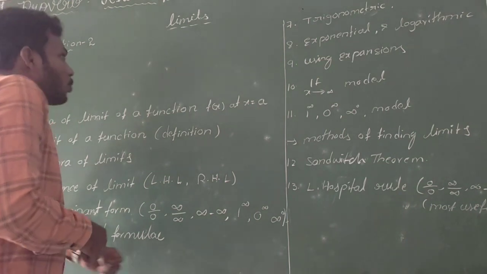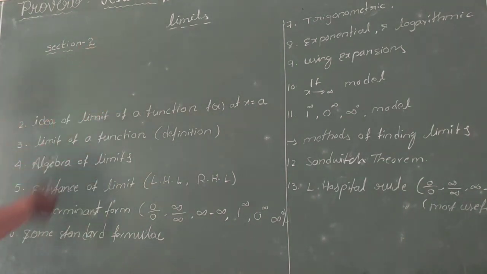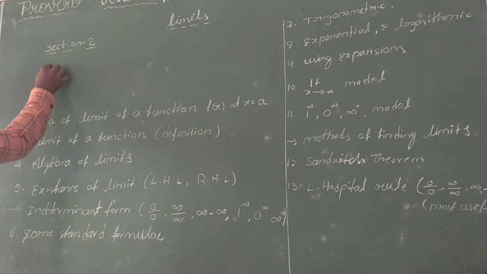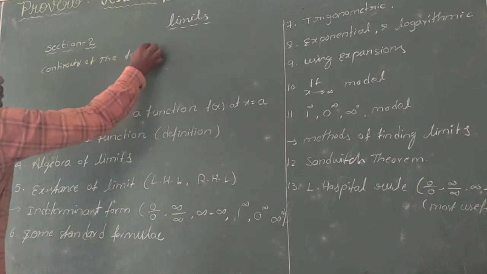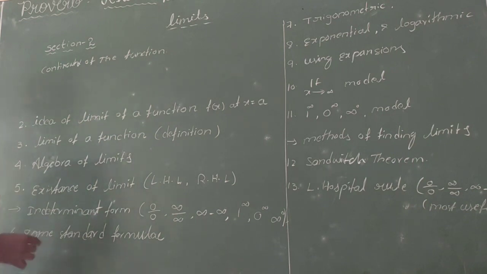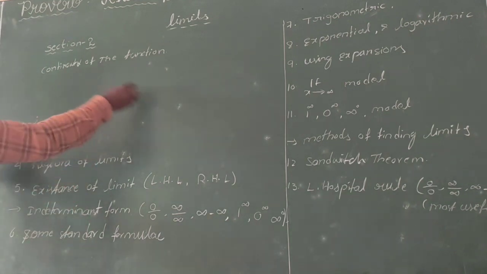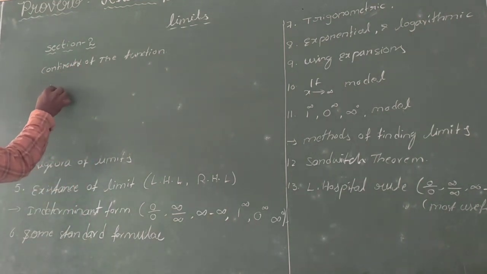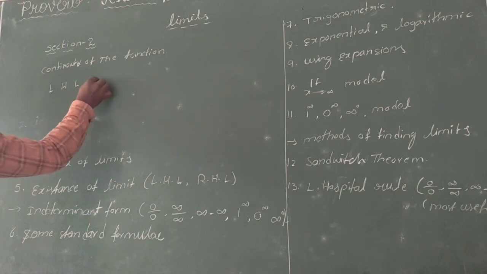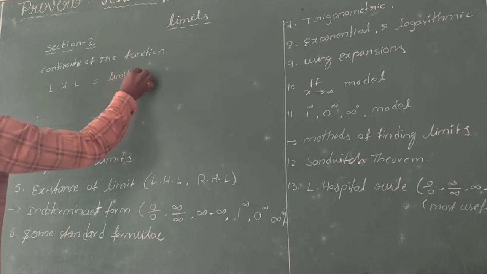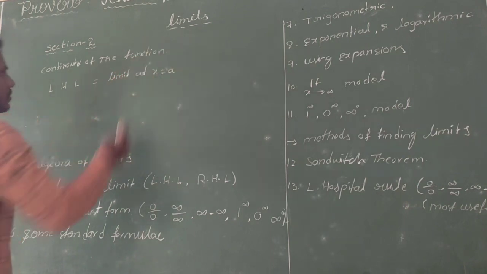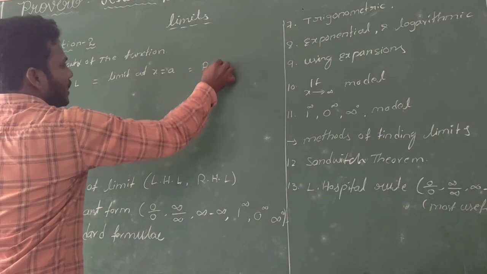Now section 2 is going to discuss continuity of the function. Continuity means we have two ways. If the left limit of the function is equal to the limit at the point, that is equal to the right limit.